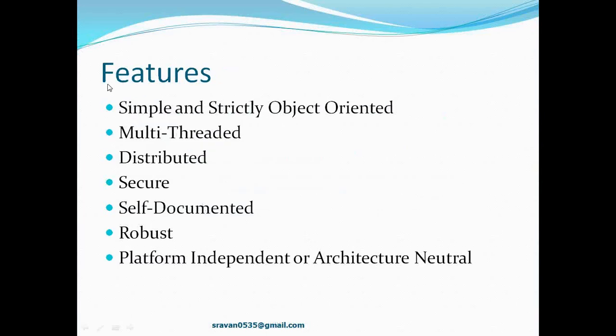Next one, features, meaning why we learn Java. What is the reason? What features does it contain? So here is a list of features available: simple and strictly object oriented, multi-threaded, distributed, secure, self-documented, robust, platform independent, or architecture neutral. These are the different features available in Java.